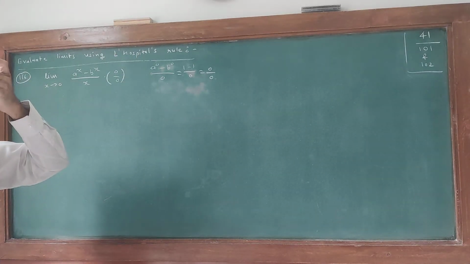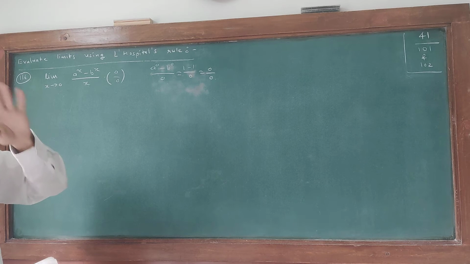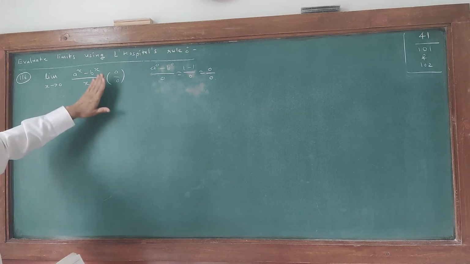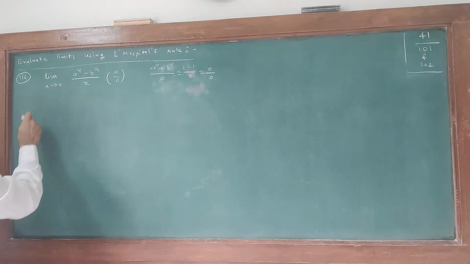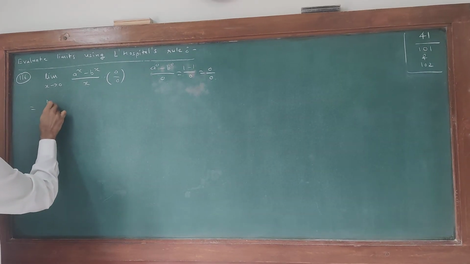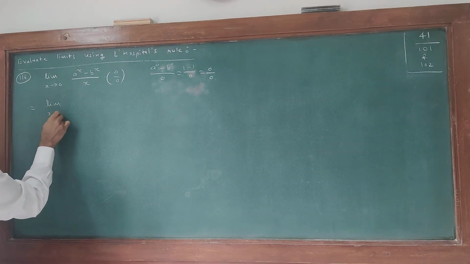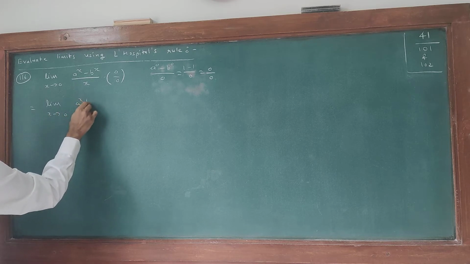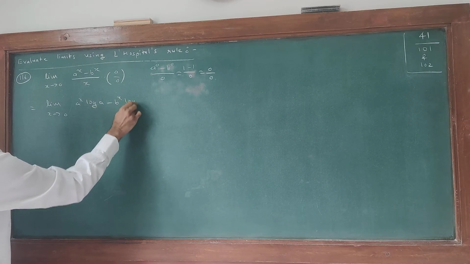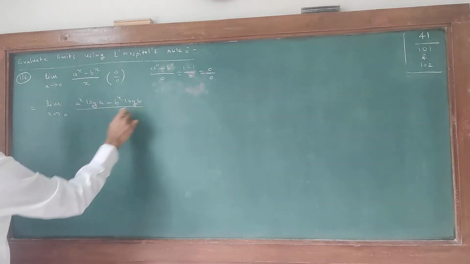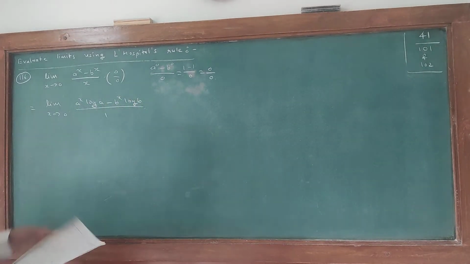Now what does L-Hospital rule say? As per L-Hospital rule, we have to differentiate the numerator and the denominator. This is equal to limit x tends to 0, a raised to x log a minus b raised to x log b, and the derivative of x with respect to x is 1.